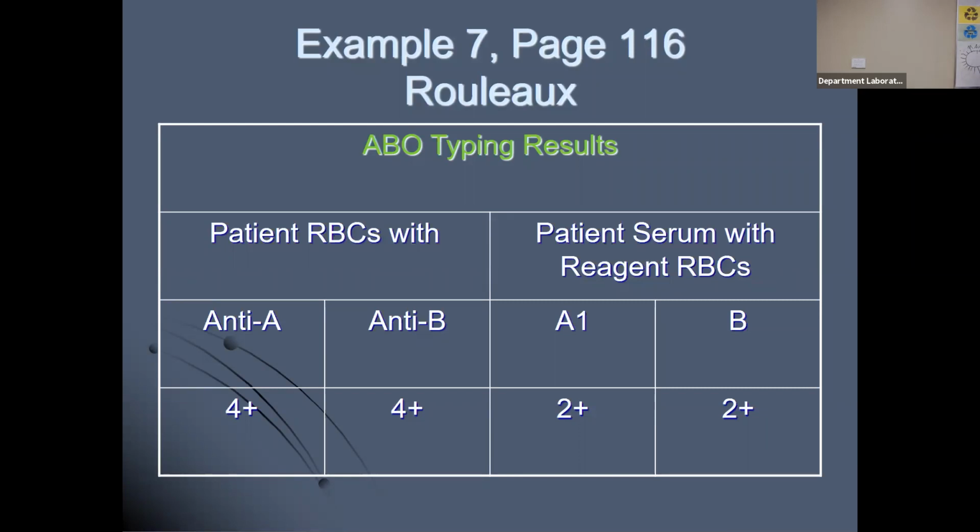Anti-A is 4+, anti-B is 4+. What's your front type? AB. But take a look at your back type reaction. A1 cells is 2+, B cells is 2+. Does that match your forward type? No. But notice, it's not just one additional reaction that we have here, it's both cells. So that makes us think something in the patient plasma is reacting with these cells. You could think of maybe a room temp reacting alloantibody or Rouleau.